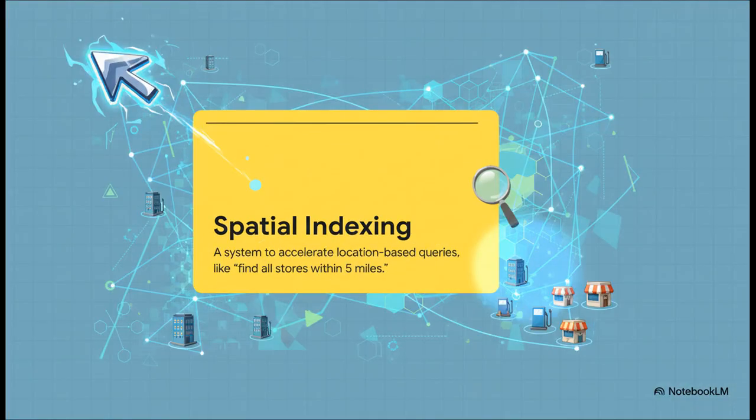Now, storing the map is one thing, but you have to be able to ask questions about it, and you need the answers fast. This is where spatial indexing comes in, and it's the absolute secret sauce. It's this super clever system that lets the database instantly zoom in on a tiny geographic area, instead of having to scan through millions and millions of locations one by one. It's the reason your phone can find the nearest pizza place in, like, half a second.